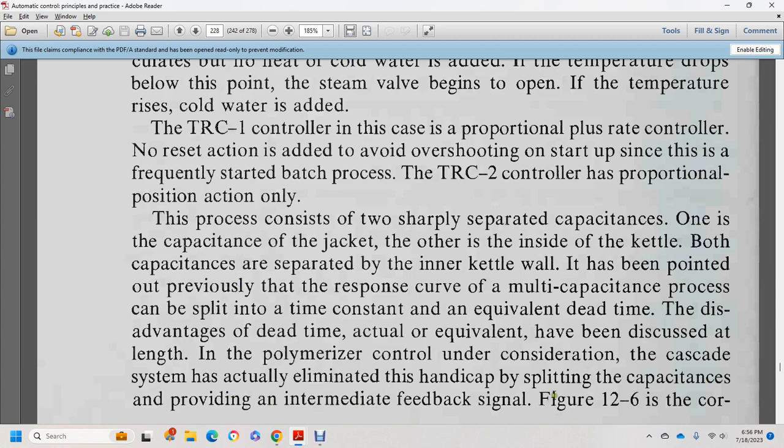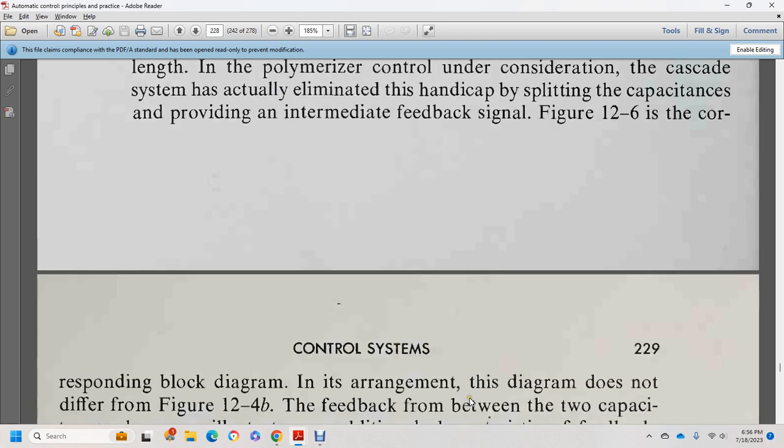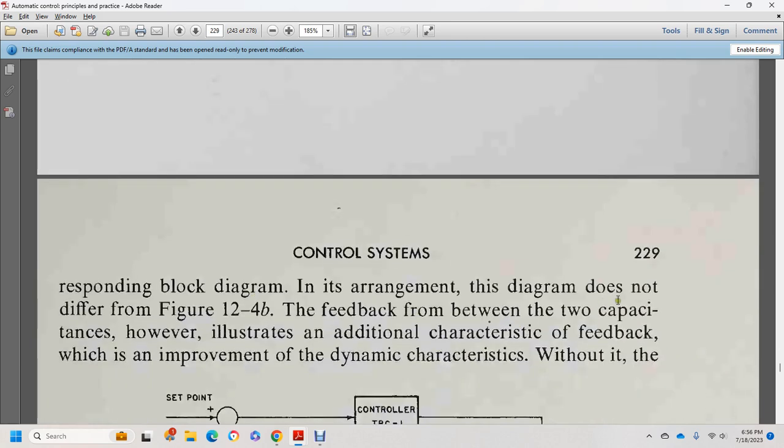by inviting an intermediate feedback signal, as shown in figure 12.6, with its corresponding block diagram. The arrangement of the block diagram does not differ from the figure 12.4 B for the feedback between the two capacitances. However, the illustrative additional feedback is an improvement of dynamic characteristics with it, as opposed to without it.